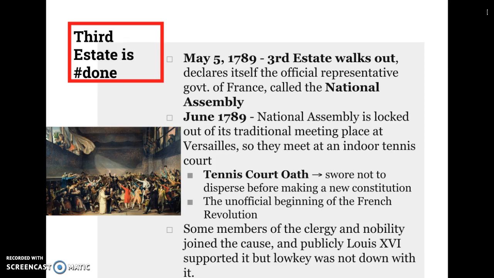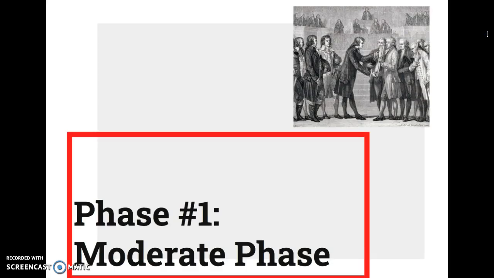By June, they show up at Versailles to take part in the Estates General, but they are locked out. So they decide to meet at an indoor tennis court, and this becomes known as the Tennis Court Oath, where they all swore not to disperse before making a new constitution, and this marks the unofficial beginning of the French Revolution. Some members of the clergy and nobility joined the cause because they felt strongly about the Third Estate. Publicly, Louis XVI did support it, because he really didn't have much of a choice, but privately, he is not on board with it at all.